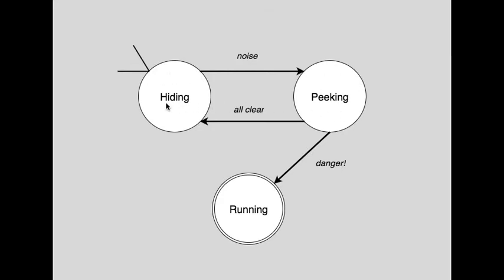The starting position, in other words, the starting state, is represented by the V, and then any ending states are represented by a double circle. So let's look at this specific diagram.